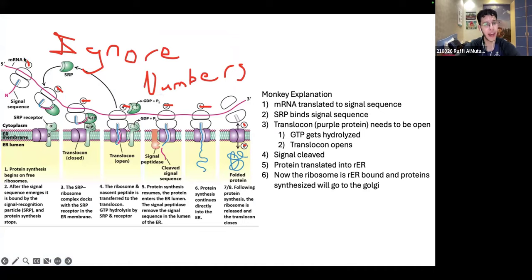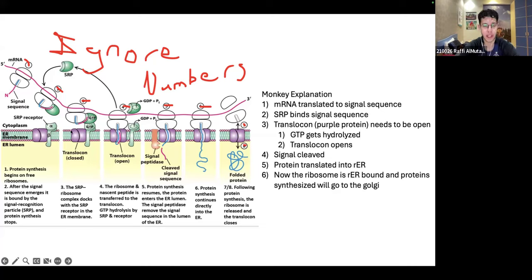Anyways, so we have this mRNA. This mRNA is being translated on this ribosome right here. Now, this mRNA expresses something called a signal sequence, which binds an SRP. So if it expresses a signal sequence, it will go to the SRP.